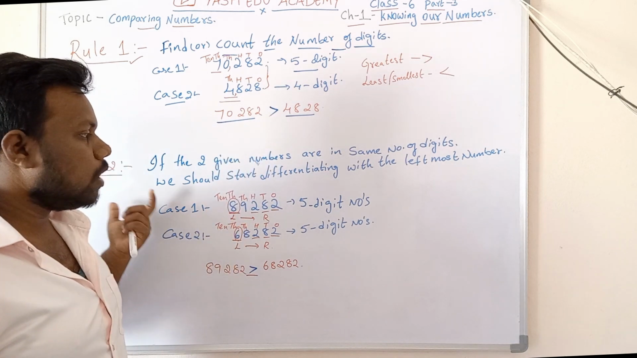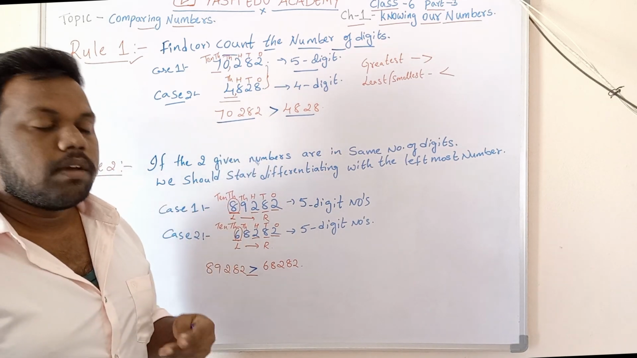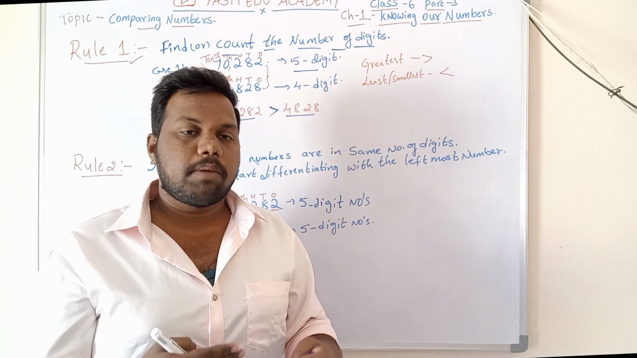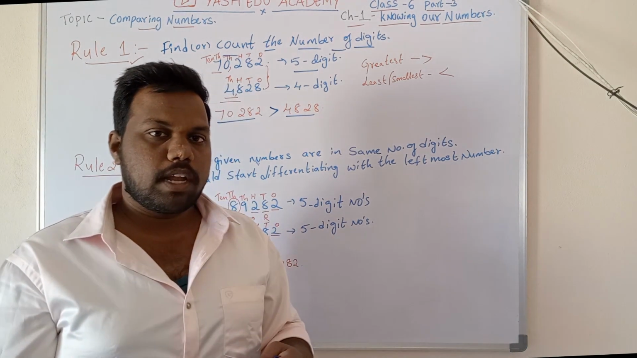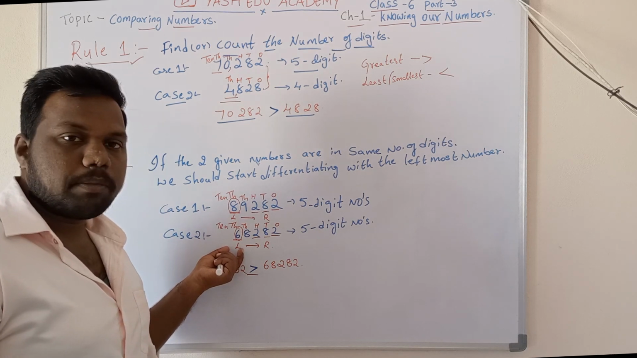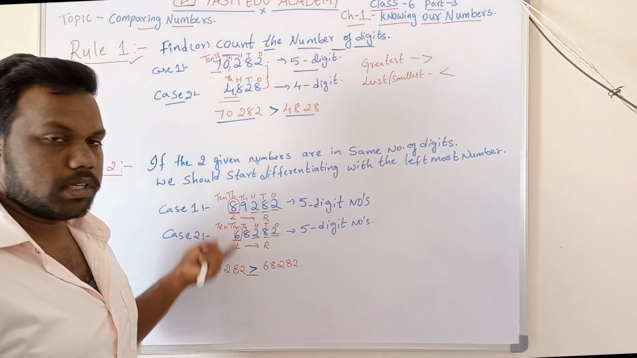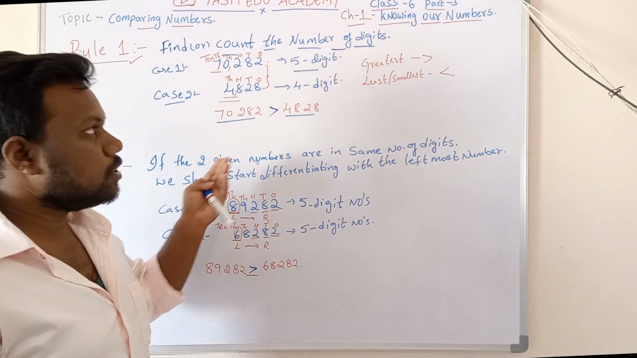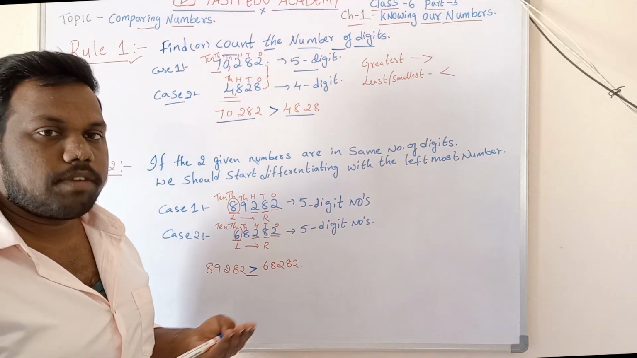Okay, rule number 2 says about comparing the same number of digits with the same place values by observing the leftmost number of the given two numbers. Okay, in this way we should compare different numbers.